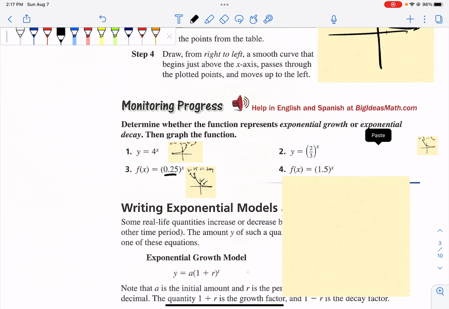Here we go. All right. Number 4, my b value is 1.5. That is greater than 1. So this is an exponential growth, which means it should look something like this.